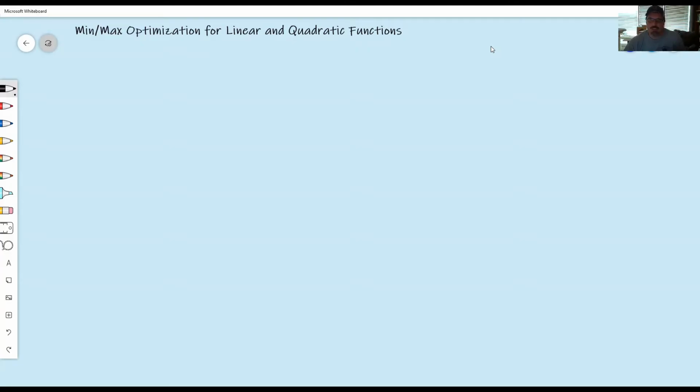Min-max optimization for linear and quadratic functions. First thing we talk about is what's a linear equation. So a linear function is f of x equals mx plus b. So a linear function, linear means line, so it's just going to be something like this or something like this.